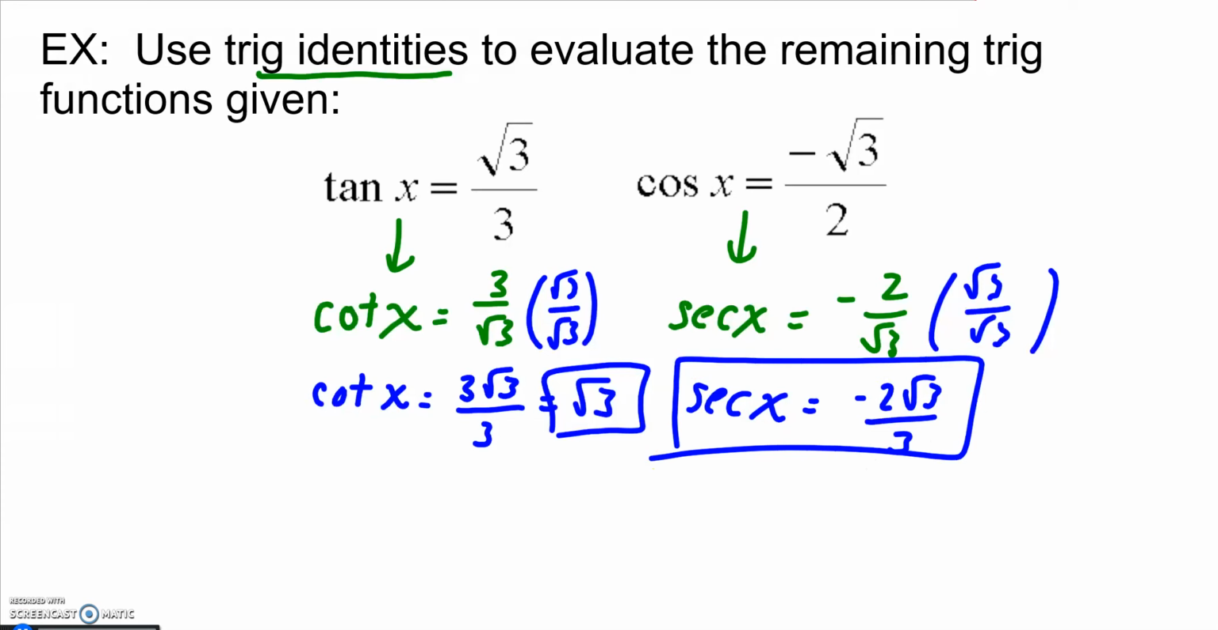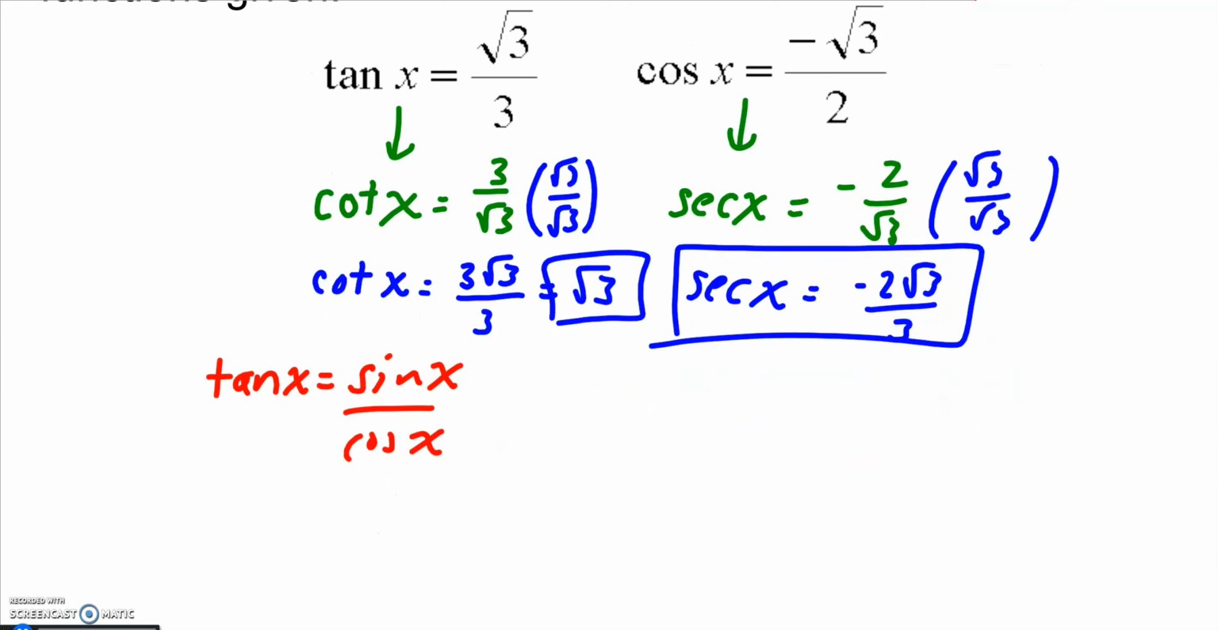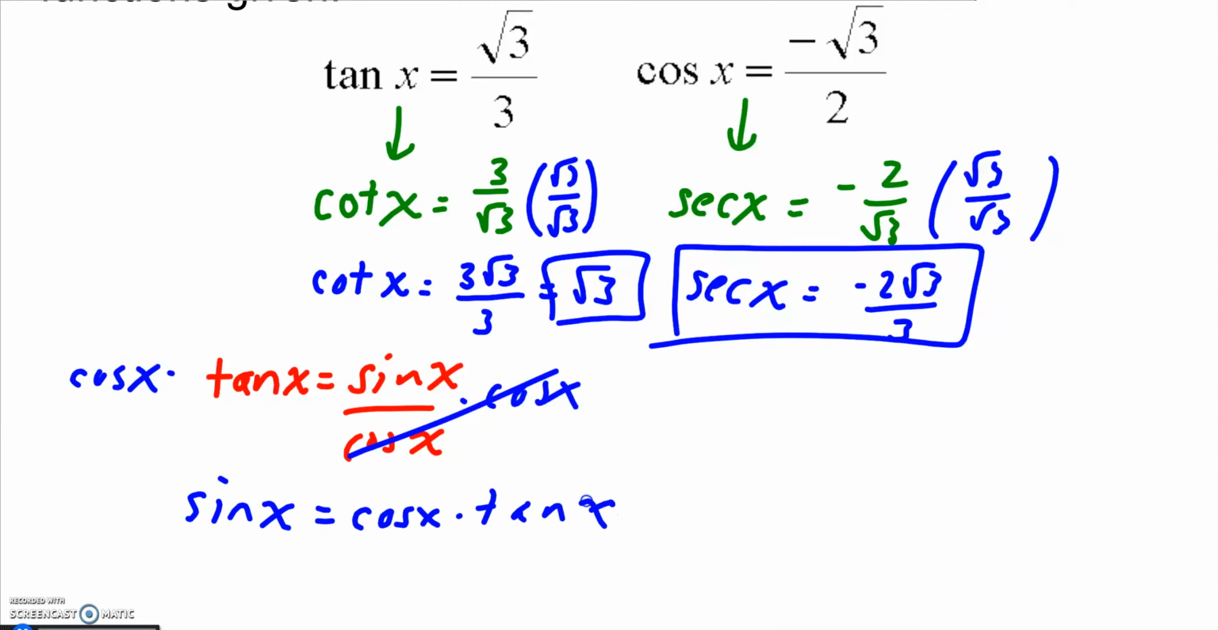Now the last 2 I need to find are sine and cosecant. Without drawing a picture, here's how we would use identities. I know that tangent of x is equal to sine of x over cosine of x. What's nice about identities is that they're always true. And if I want to solve for sine, if I multiply both sides by cosine of x, sine of x is equal to cosine of x times tangent of x.